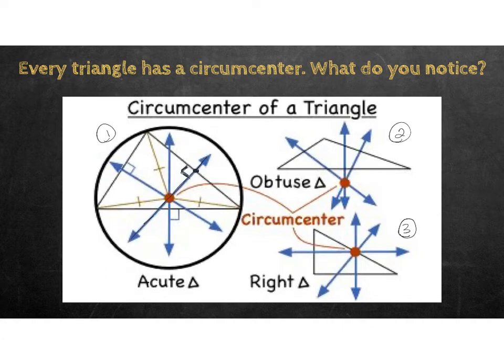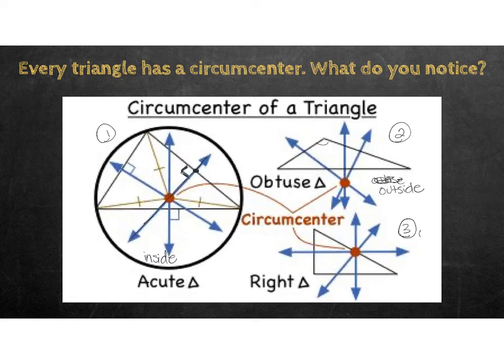And for the triangle that was an acute triangle, notice my red circumcenter is inside the triangle. For my obtuse triangle with my really large obtuse angle, notice that it was outside the triangle. Oh, sorry about that, outside the triangle. And finally, on my third diagram, notice that circumcenter where my 3 blue lines are meeting, my 3 perpendicular bisectors.